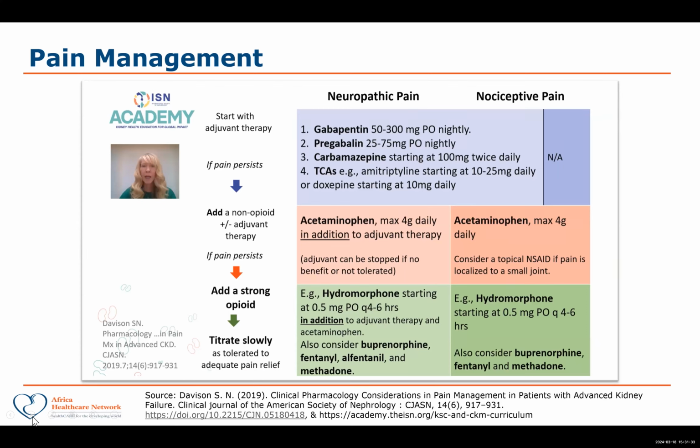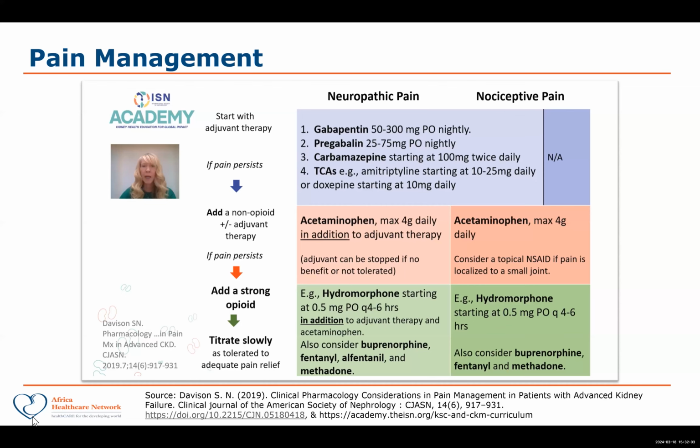We'll start at the top of this chart. We want to, again, start with adjuvant therapy. Most of our patients with kidney failure do experience neuropathic pain. Sometimes it is nociceptive, but neuropathic pain is due to damage in the nerves. These are some of the recommendations that are given in the dosages. You can see here there's gabapentin, pregabalin, and others with their starting doses.